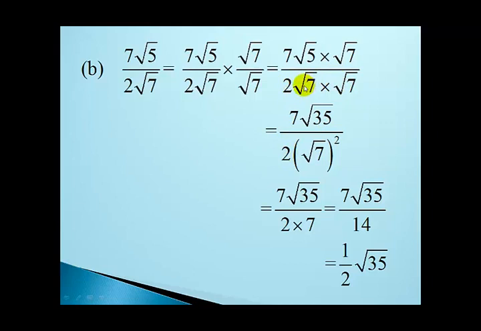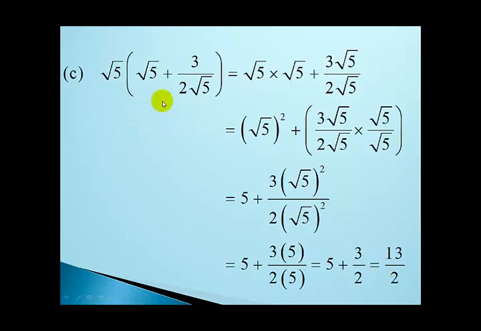Now root 7 times root 7 is root 7 all squared. And now the square will cancel the root. So we are left with 2 times 7. So this is equal to 7 root 35 divided by 2 times 7. And 2 times 7 is equal to 14. So we have 7 root 35 divided by 14. Now 7 goes into 7 once, but 7 goes into 14 twice. That is how come we have half. Don't forget, we have root 35 here. So the final answer is half root 35. That is 1 over 2 root 35.